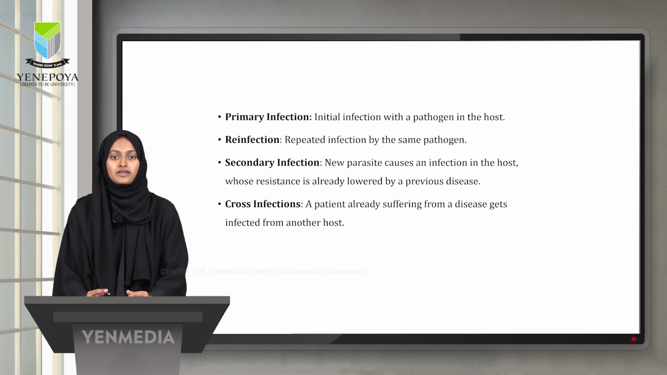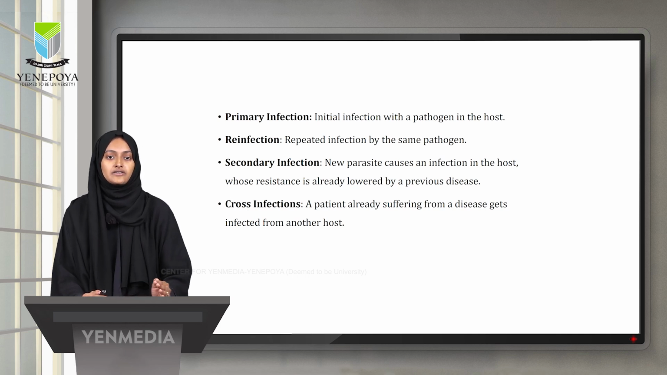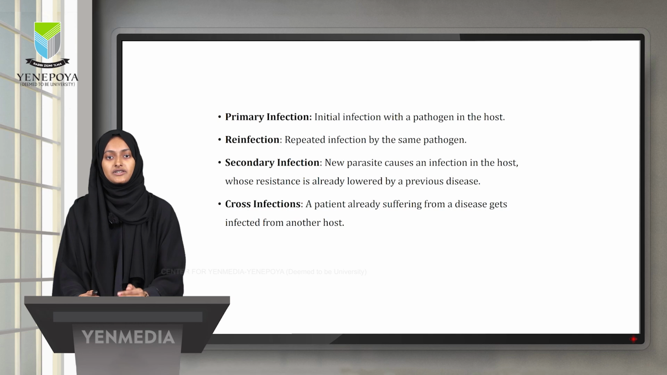infection. Primary infection, this refers to the type of infection when a person gets it for the first time by a pathogen. For example, a person gets urinary tract infection by Escherichia coli. Reinfection, when the host gets the same infection for the second time by the same pathogen. That is, a person has got urinary tract infection by E. coli, has been cured, and then again gets urinary tract infection by E.